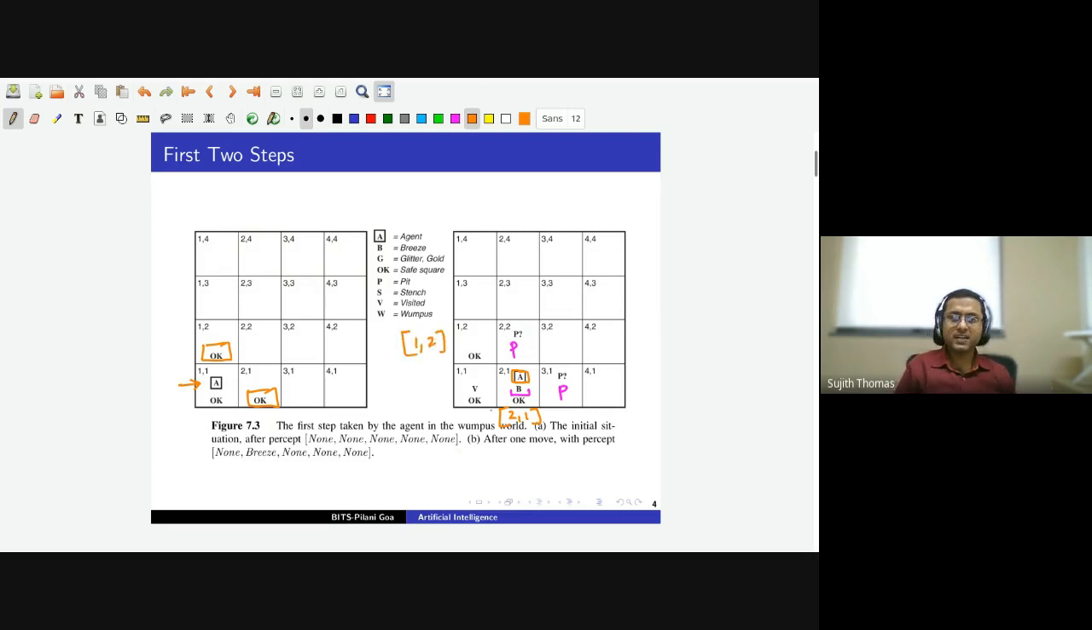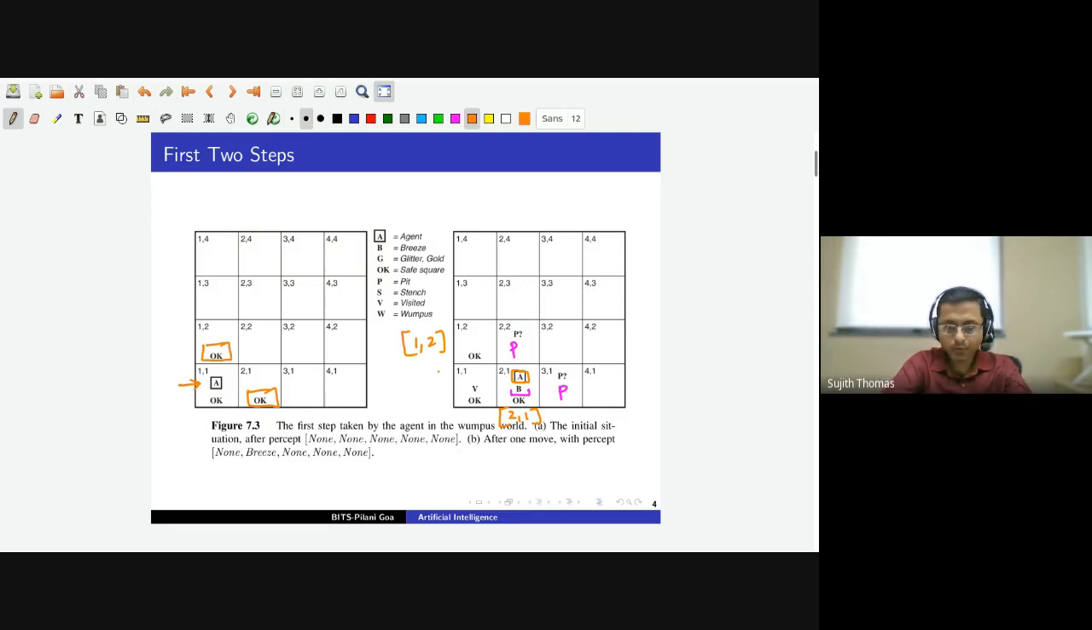For that, the agent must rotate 90 degrees twice, move forward, rotate again 90 degrees once, and then move forward. So these are the sequence of actions the agent has to take. And finally, it is in room 1, 2.